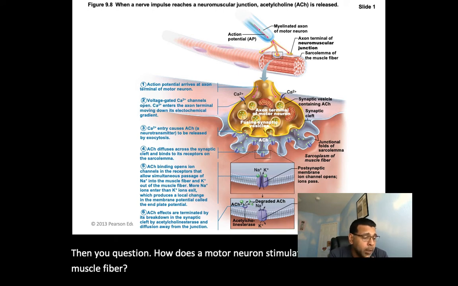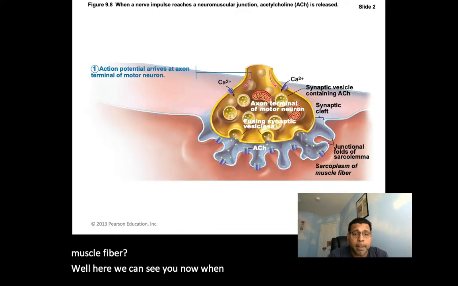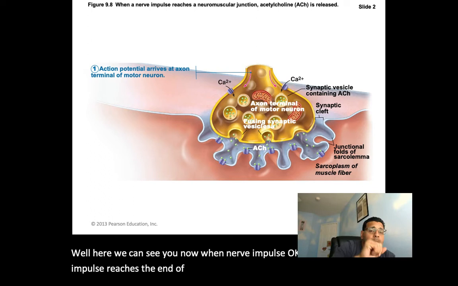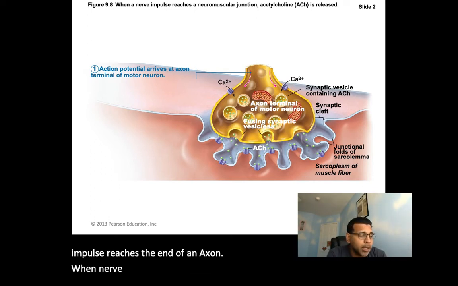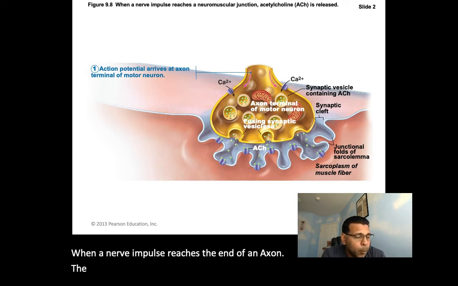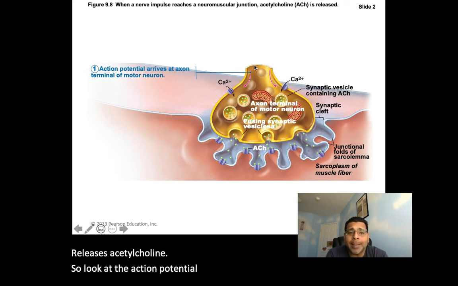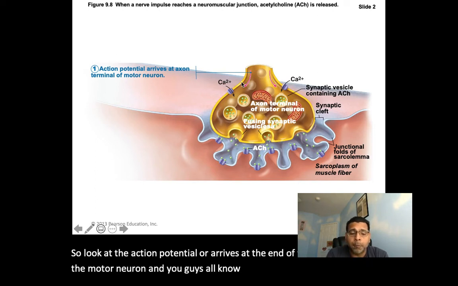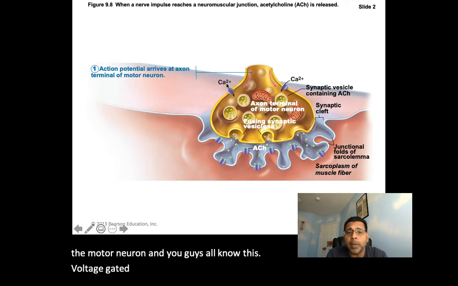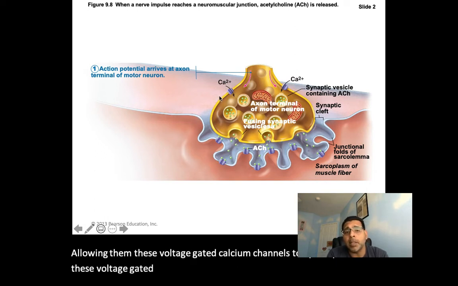Well, here we can see now when a nerve impulse reaches the end of an axon, the terminal releases acetylcholine. So look at the action potential arrives at the end of the axon terminal of the motor neuron. And you guys all know this. Voltage-gated calcium channels open up, because again, this is the action potential, voltage. Allowing then these voltage-gated calcium channels to open up. When these voltage-gated calcium channels open up, calcium makes its way in.